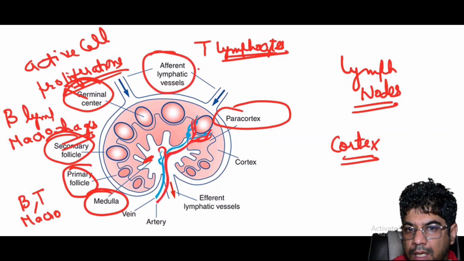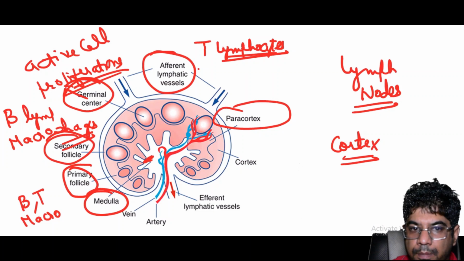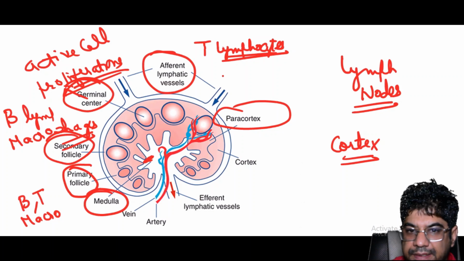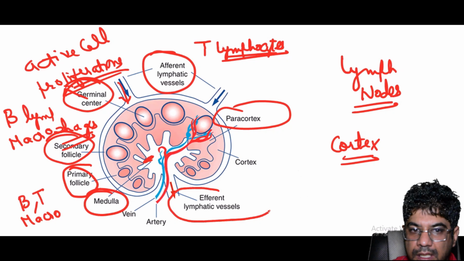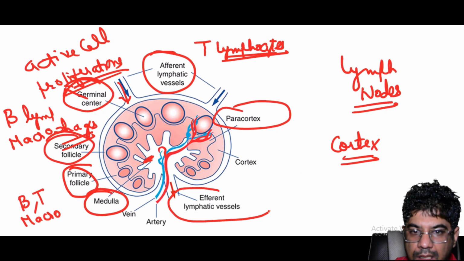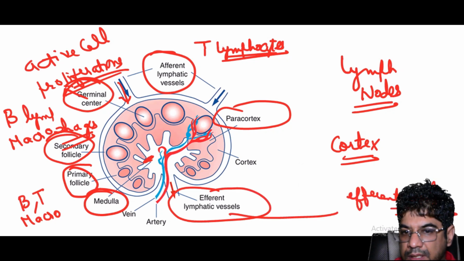Now remember, the lymph nodes receive lymph via the afferent lymphatic vessels that divide into small channels. So lymph passes through these channels into the cortex, paracortex and the medulla and leaves the node through the efferent vessels.